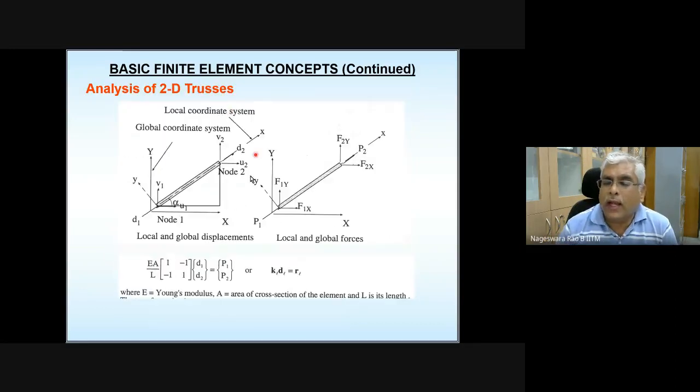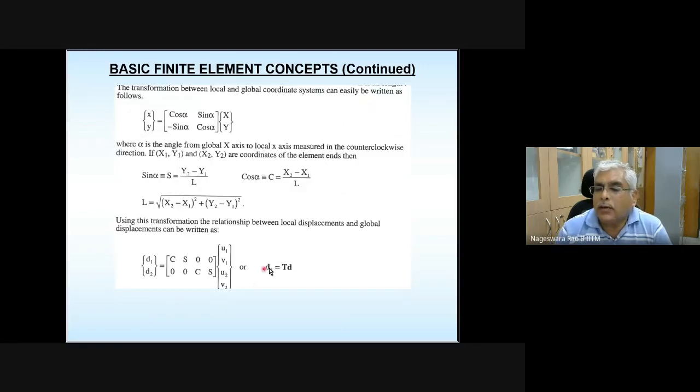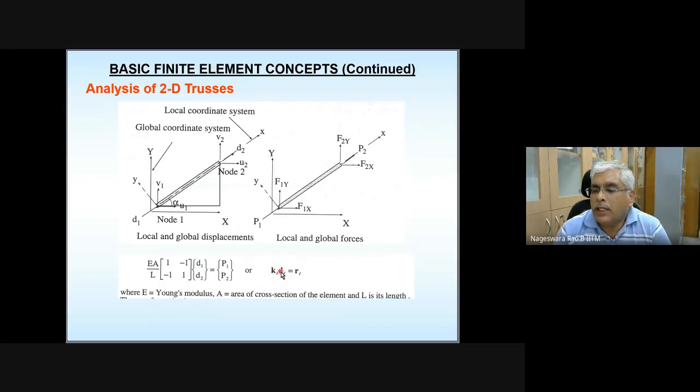Okay. Now we have this relation KL DL is equal to RL. Just now you noted DL is equal to T times D. So you substitute here. You need to note this in your notebook. Understand? I'm not going to do that. You please make a note in your notebook. KL DL is equal to RL. So now replace DL with T times D.